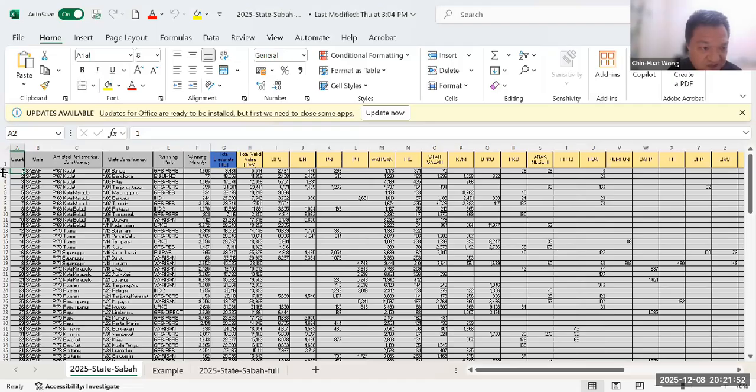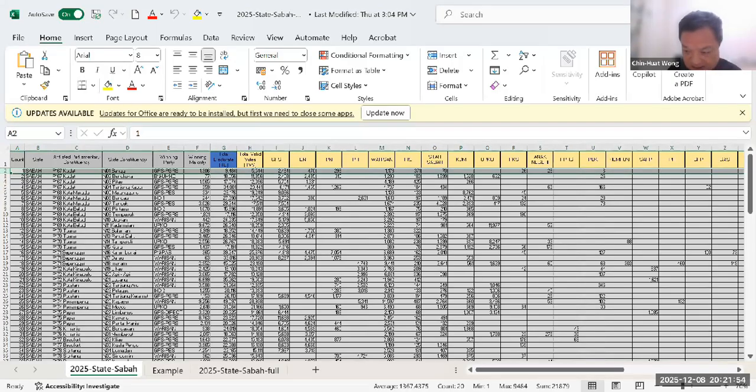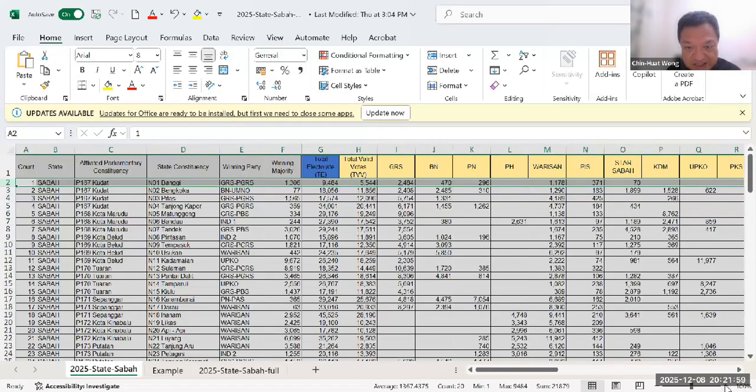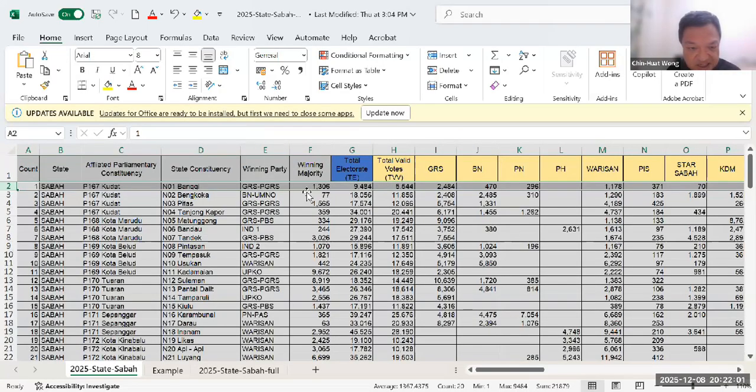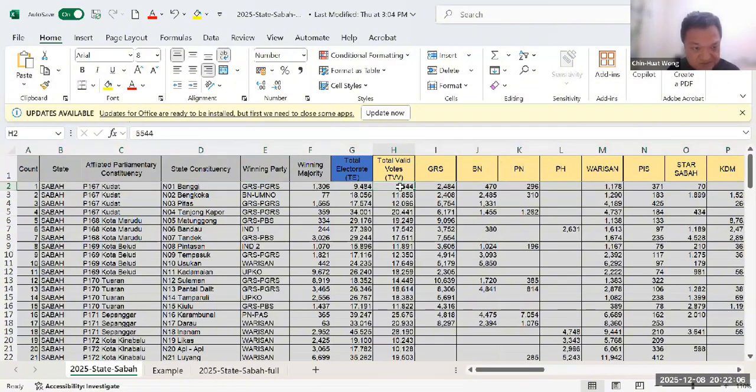We start with here. I'll enlarge this. Can you see total valid votes? Yes. This is for the seat Bangi. The total valid votes is 5,544. It means these are the votes that we're going to count. The spoilt votes are not included, right? Now, who is the winning party? It is GRS. What is the number of GRS vote share?